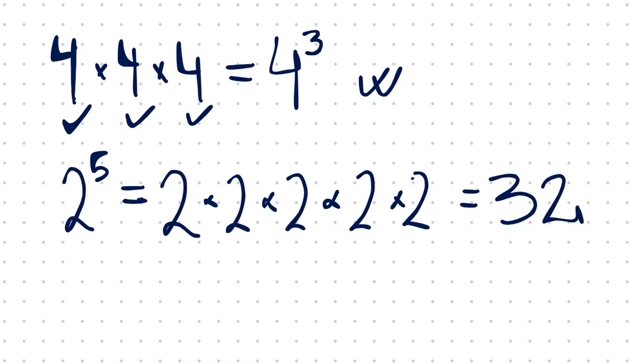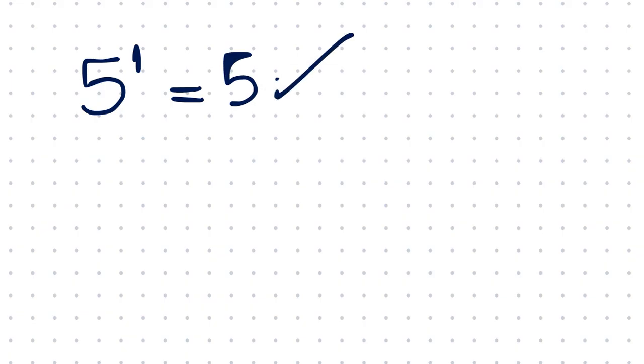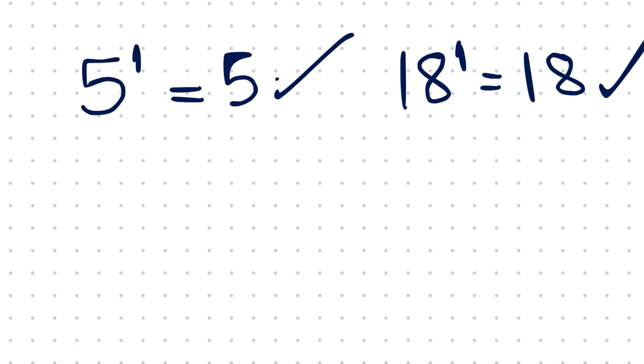What happens if we have, for example, the number 5 to the power of 1? Any number that is raised to the power of 1 will always give us the number itself. So 5 to the power of 1 is equal to 5. That means, for example, 18 to the power of 1 is still equal to 18. So any number raised to the power of 1 is equal to the number itself.